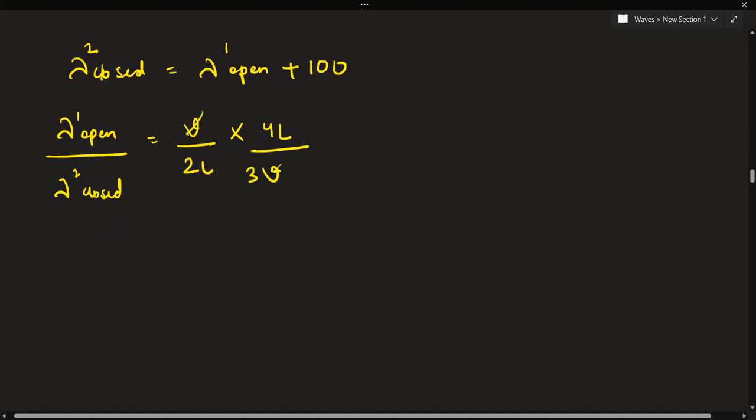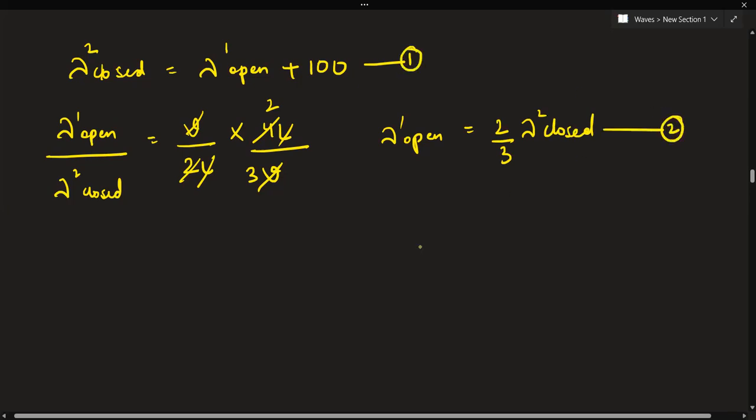So velocity will get cancelled, length will get cancelled, and 2 multiplied by 2 will give us 4. So now we can say the frequency of the open organ pipe is 2 by 3 times the frequency of the closed organ pipe. Now see, you have this equation 1 and this equation 2. Two equations are there and two variables are there. Are these sufficient for the calculation of both of these? Yes. So let us take the value of the closed one. It will be 3 by 2 times the frequency of the open pipe.